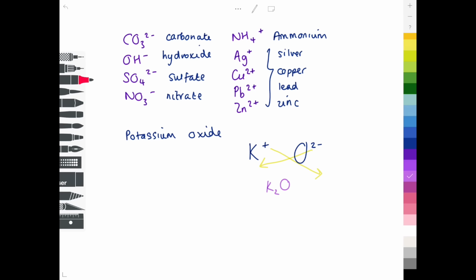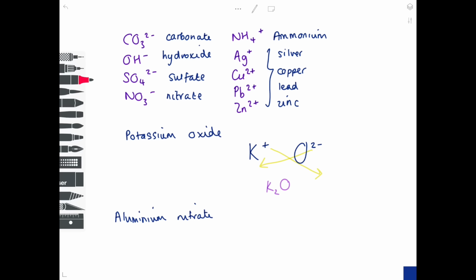And it works with anything really. So let's do aluminium nitrate. Aluminium's in group 3. Nitrate we've learned off by heart from the list above. We're going to swap and drop, so we're going to bring that 3 down, we're going to bring that invisible 1 down, and so it becomes Al(NO3)3, because you brought that 3 down.